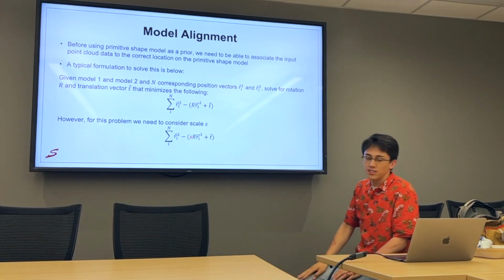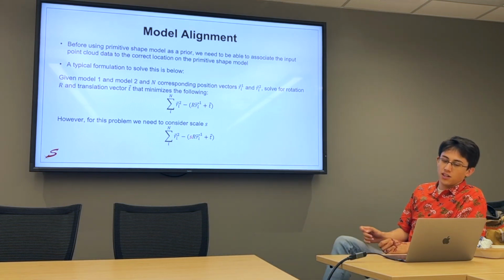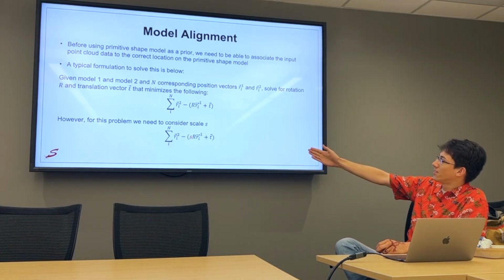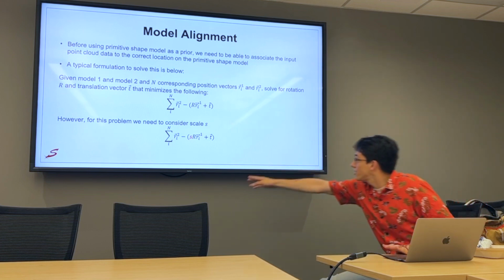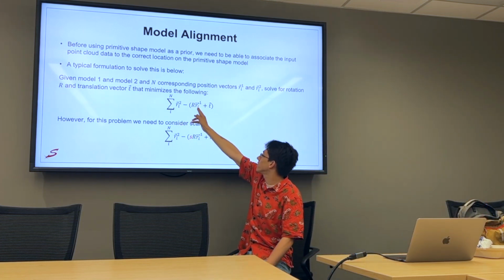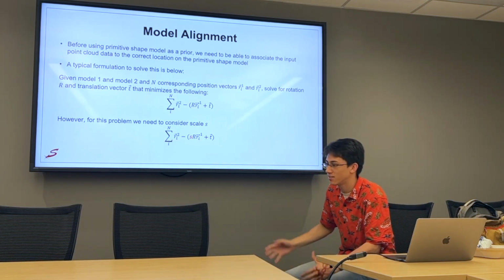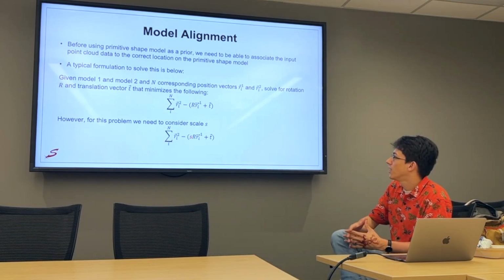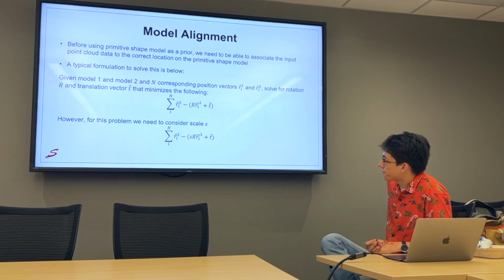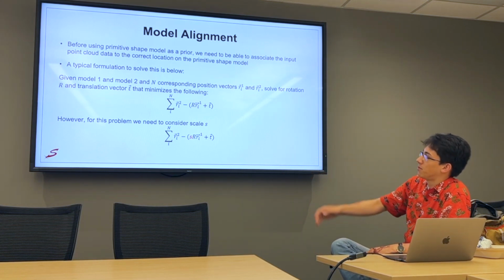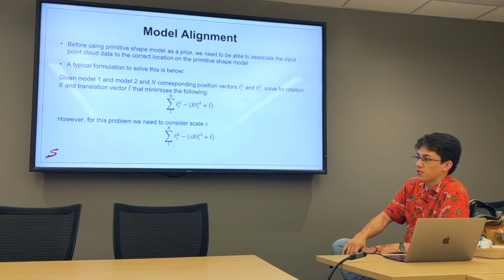But the idea is that this first vector in R1 corresponds to this vector in R2. You just need to rotate it and translate it so that they're as close as possible, and you try to minimize that. So this is actually a pretty common problem. It's called the registration problem. It's used in SLAM, in robotics usually.